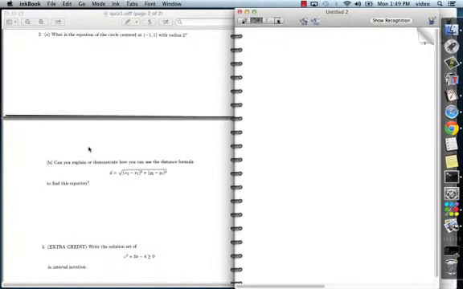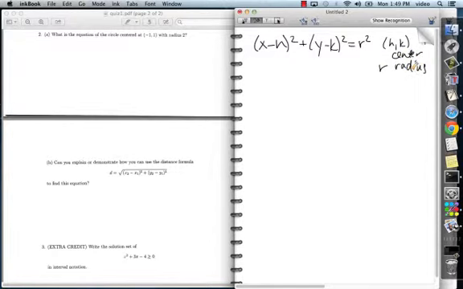Okay, now the second question asks us, what is the equation of the circle centered at -1, 1 with radius 2? The equation of a circle is (x - h)^2 + (y - k)^2 = r^2, where (h, k) is the center and r is the radius. Our center is -1, 1, so where we see h, we replace with -1, and where we see k, we replace with 1.